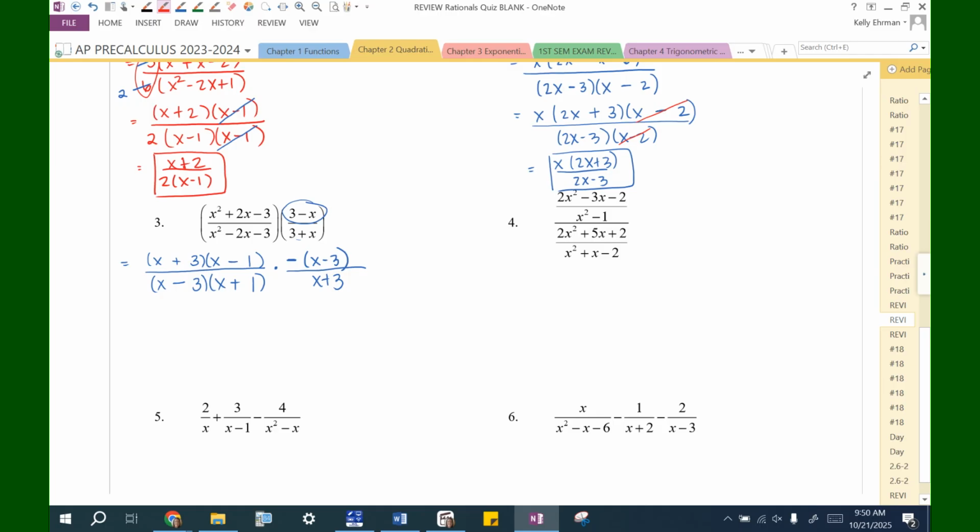And then we start canceling things. So like I said, this x plus 3 and this one, this x minus 3 and this one, you have a negative left behind. And x minus 1 does not cancel with x plus 1. So I'm going to keep the negative sign out here, times parentheses x minus 1 over x plus 1.